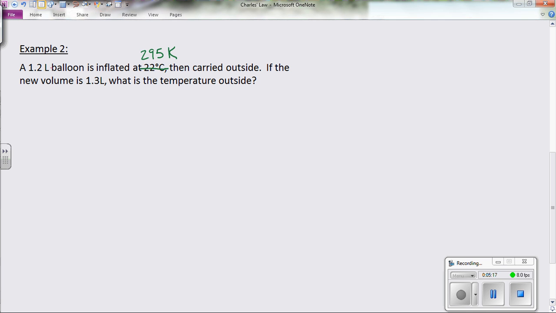Now we can go and label our variables. So 1.2 liters. Liters is volume, so that'll be our V1. 295 Kelvin is temperature, so that will be T1. And the new volume is 1.3 liters, so that will be our V2. What is the temperature outside? Let's do our observations and prediction. I can see that my volume is going from 1.2 to 1.3, so that is an increase, which means that we can expect at the end that our temperature will also increase. It should end up higher than the 295 it is right now.